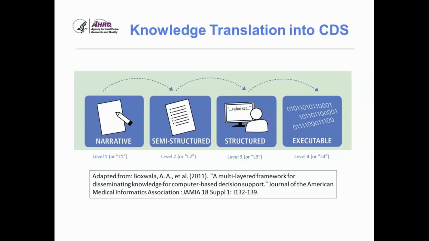The next step of the knowledge translation process is a level 3 or structured representation, and that's where the authoring tool comes in. The authoring tool enables individuals to use HL7 standards like FHIR resources and the clinical quality language, or CQL, to develop a structured version of the knowledge. And then a level 4 expression includes additional code that makes the standards-based code executable in a local system.